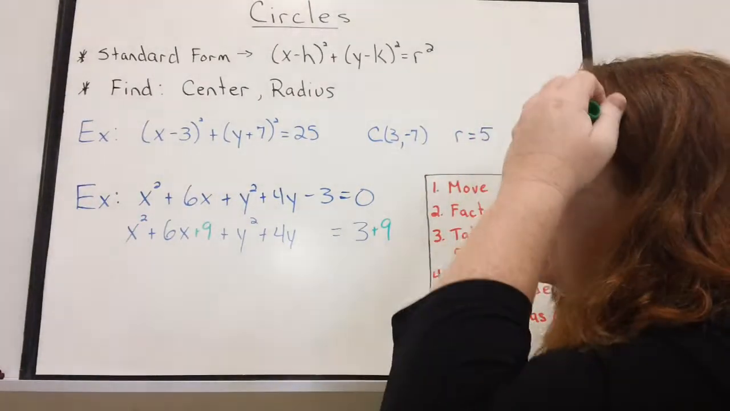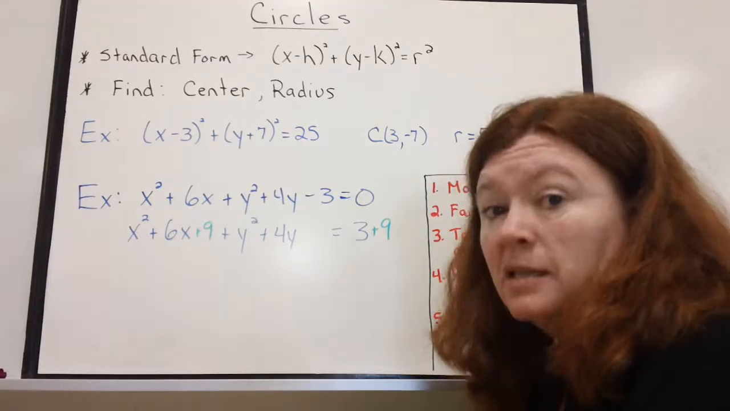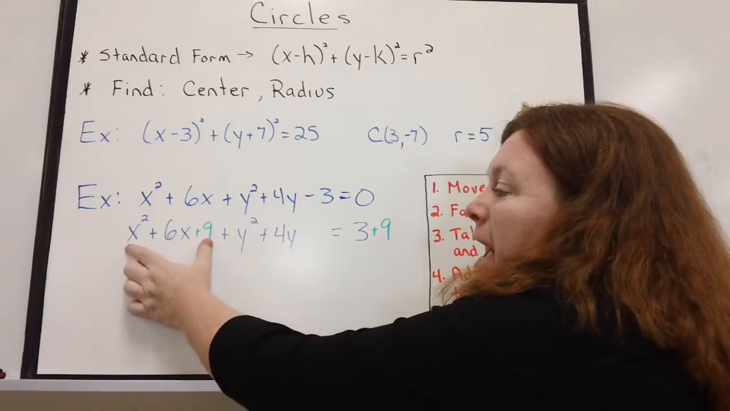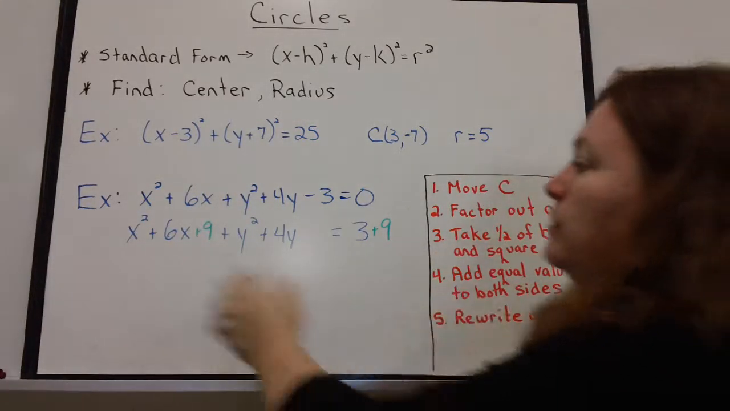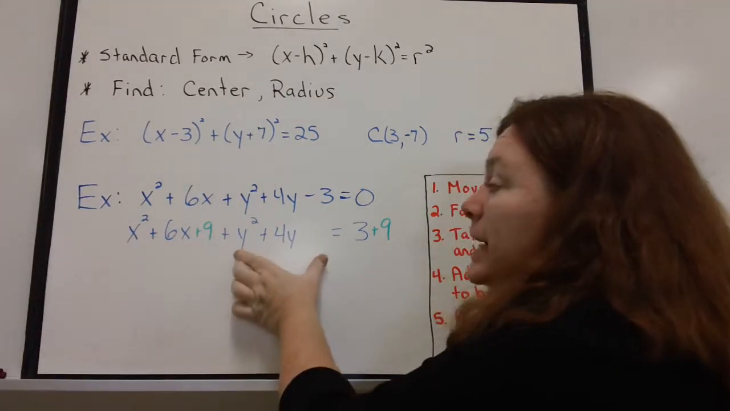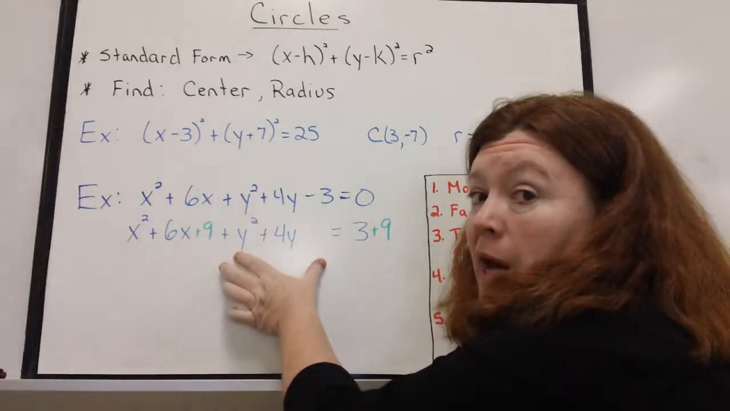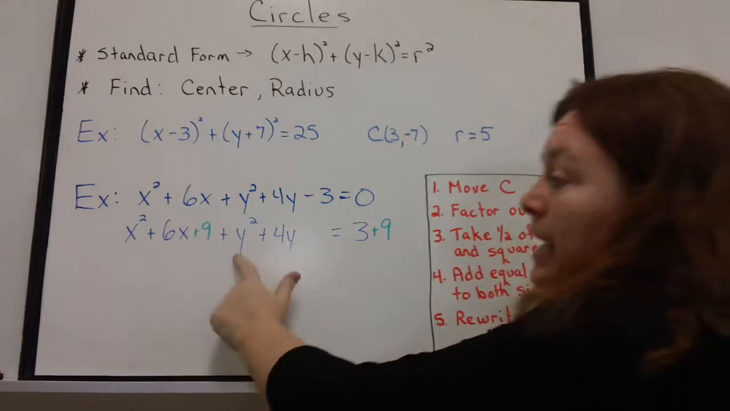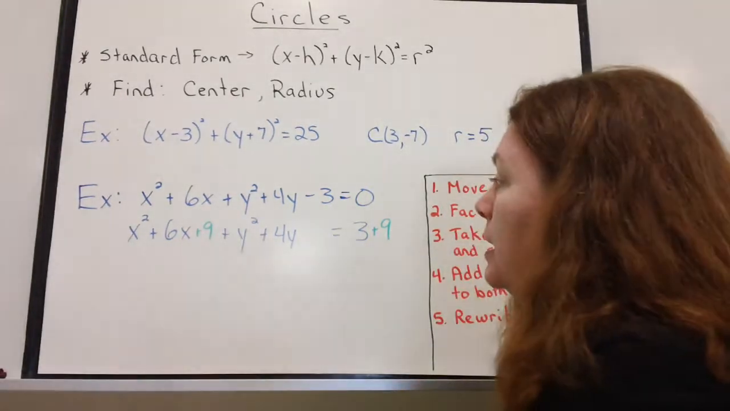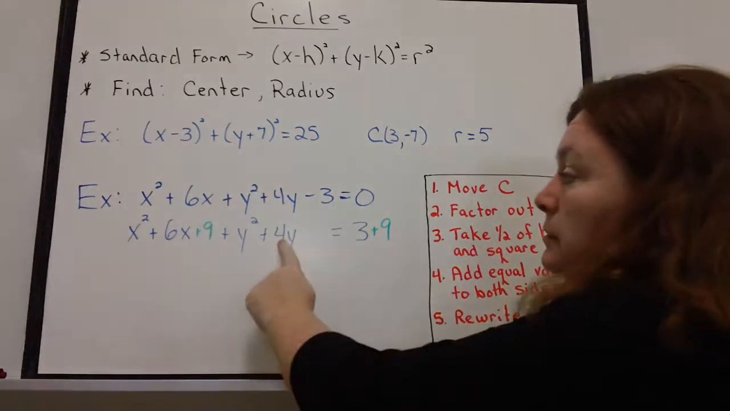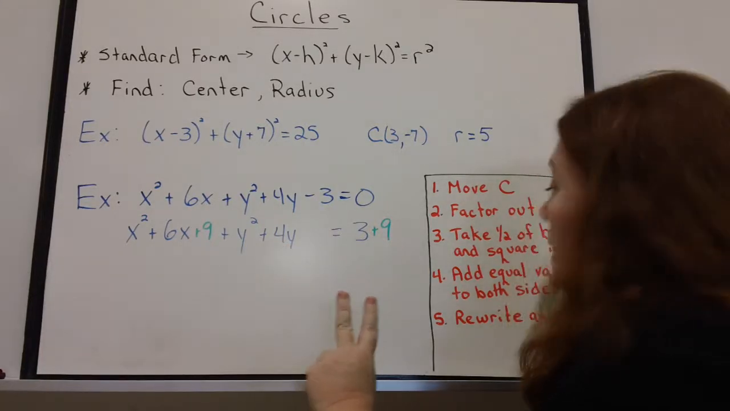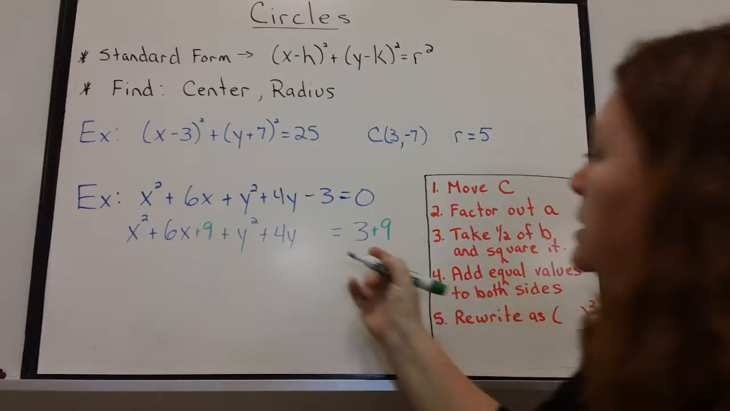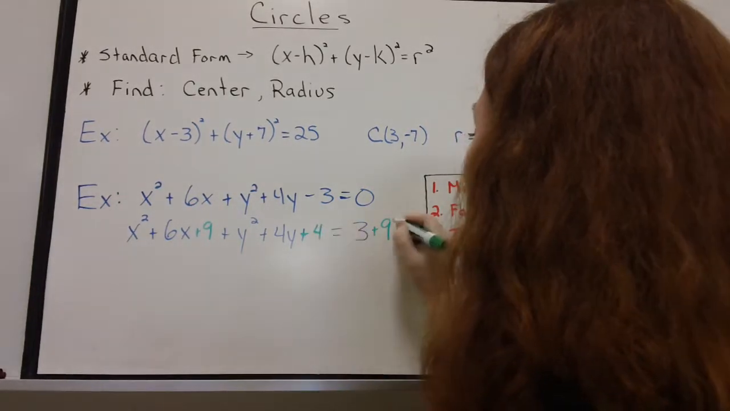Now, the only thing is I have to do this twice sometimes. I have done steps 3 and 4 for the x's, but I need to do steps 3 and 4 for the y's. So let's start again. Factor out A: A is a 1, so I don't have to do that. Take half of B: half of 4 is 2, and square it, 4. Add equal values to both sides. Add 4, add 4.